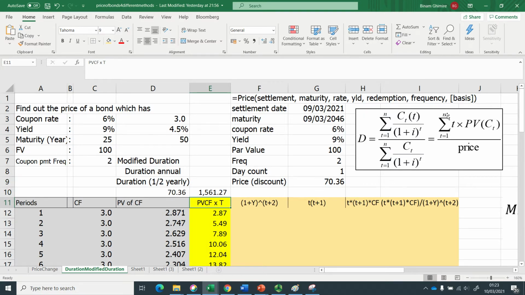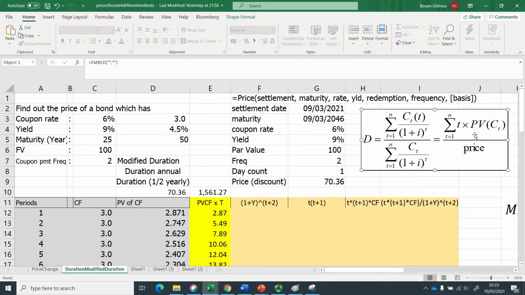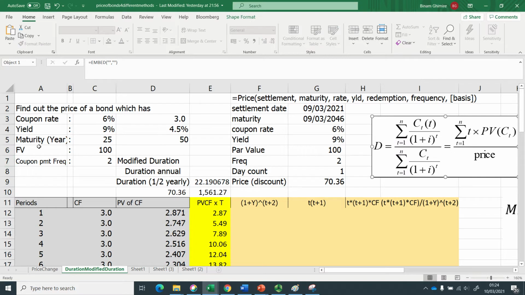So if you follow the formula now, what we've got is the total for the numerator and also the price, which is 70.36. Therefore we just need to divide it by the price, so we got the duration. Remember, this is half yearly because the coupon is paid semi-annually. In order to convert into annual, you simply need to divide it by the coupon payment frequency, which is 2, so that's your annual duration.